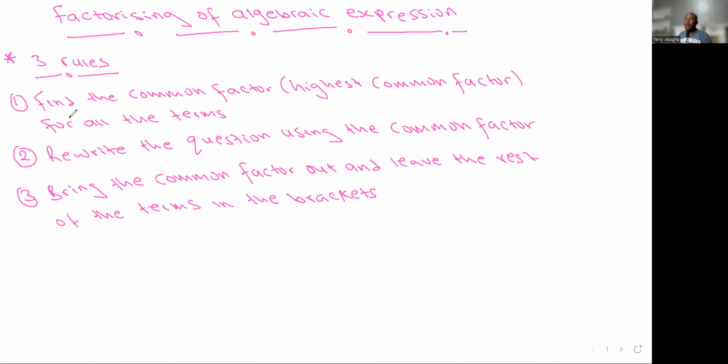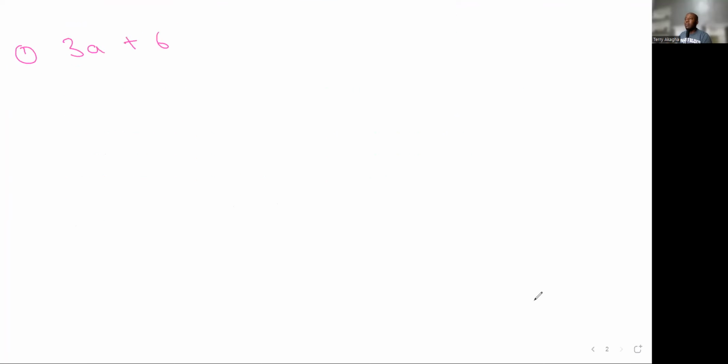Let's say we have 3a plus 6. Now, the first step said that we should find the highest common factor for both of them. So step 1, what is the most common factor here between both of them, 3a and 6? What is common between them? You will notice that the most common one is 3, okay? 3 can divide 3a, and 3 is also the highest number that can divide 6.